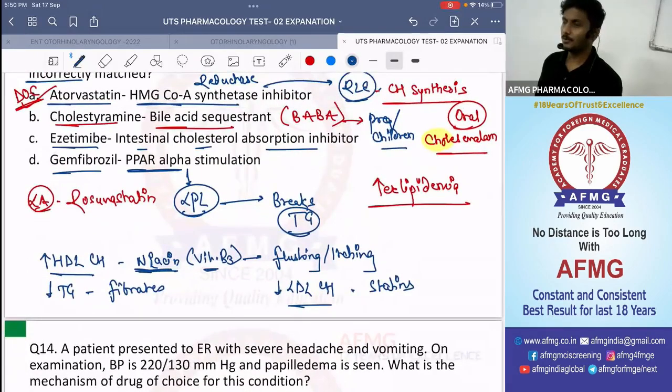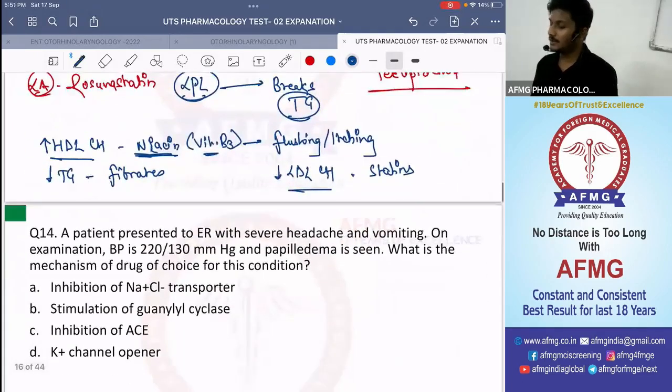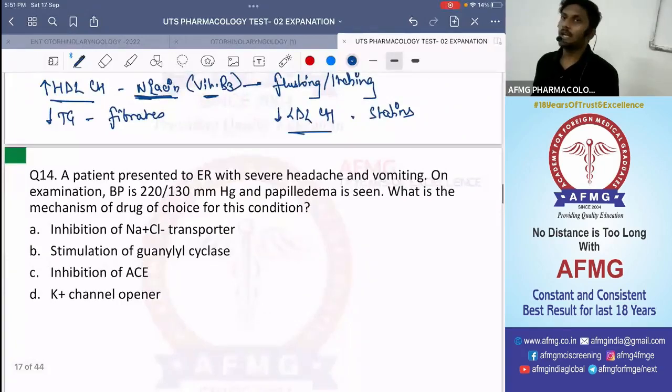You'll get the PPT, don't worry. Okay, understood everyone? So these are the important things about dyslipidemic drugs. If you think it is a smaller topic, this has always been asked in NEET PG and even in INI-CET examinations, okay?